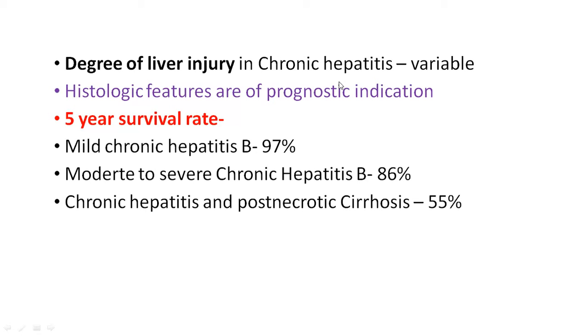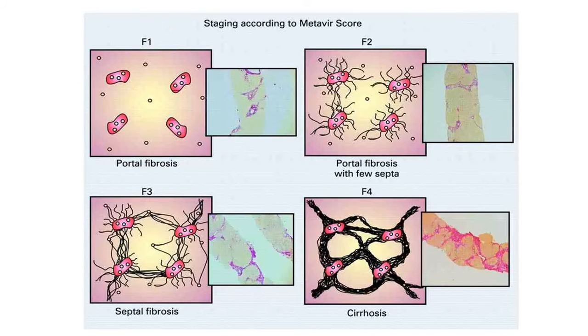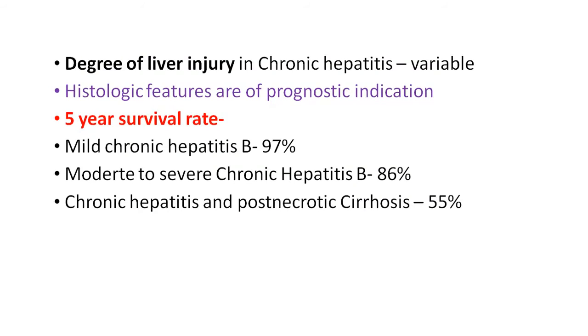When you do a liver biopsy, you will get to know which stage of hepatitis the person is at. The 5-year survival rate depends on severity: mild chronic hepatitis has a 97% survival rate, moderate to severe has an 86% survival rate at 5 years, and chronic hepatitis with post-necrotic cirrhosis has a 55% 5-year survival rate.